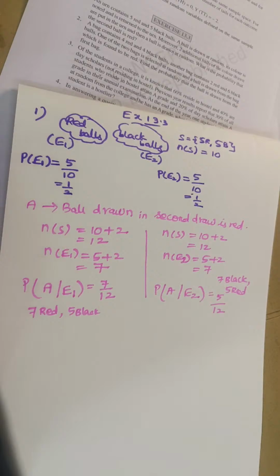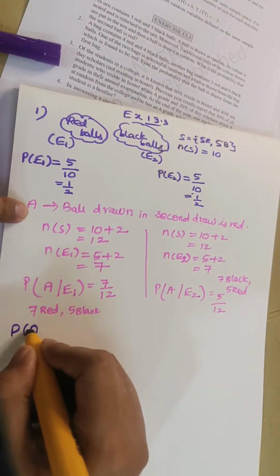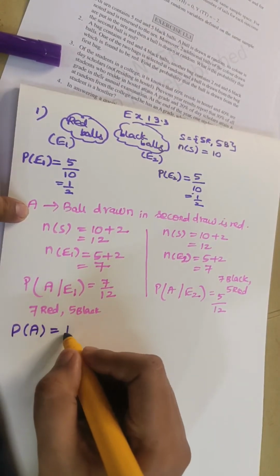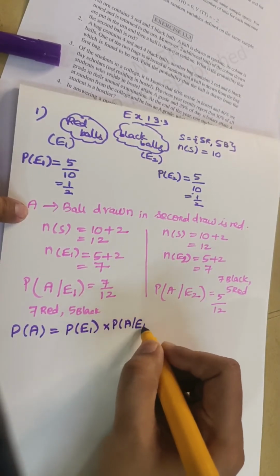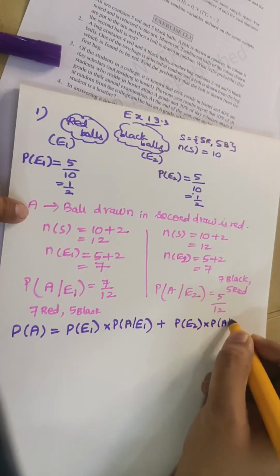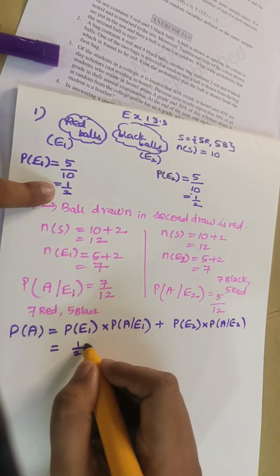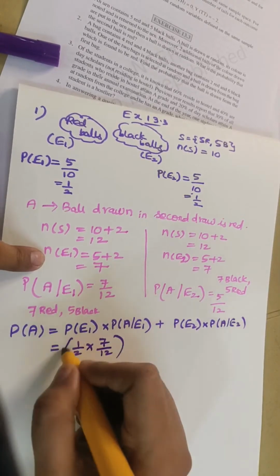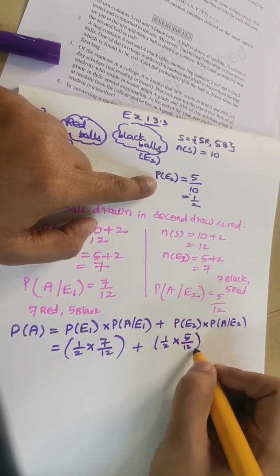What is the formula? What do we need to find? The probability that the second ball is red. Second ball is red is A. What is the formula that we have learned? P of E1 into P of A slash E1 plus P of E2 into P of A slash E2. So P of E1 we found as 1 by 2. This is 7 by 12. Then P of E2 is 1 by 2. A slash E2 is 5 by 12.